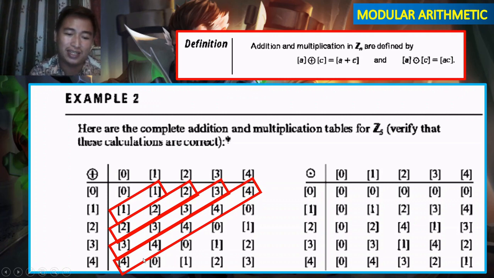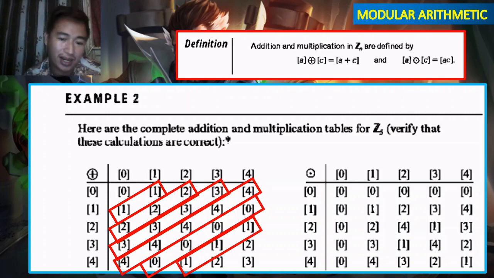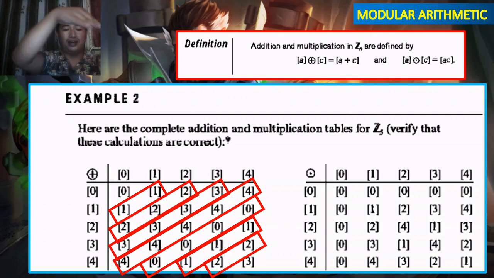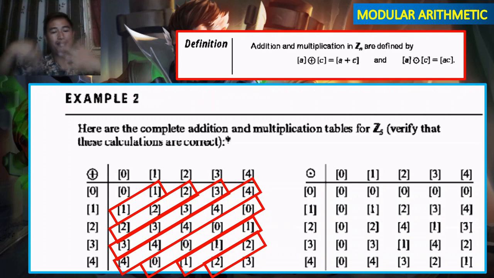Continue with the diagonal. Increase it: 4 plus 1 is 5, and 5 is 0 in Z_5. Right? Divide by 5, the remainder is 0. So 0 on the diagonal of the plus table. Then next 1, 2, and last, 9 is 3. So 0, 1, 2, 3, 4, 0, 1, 2, 3.